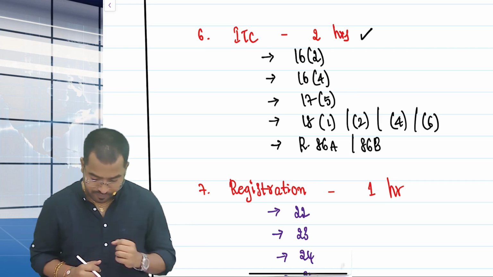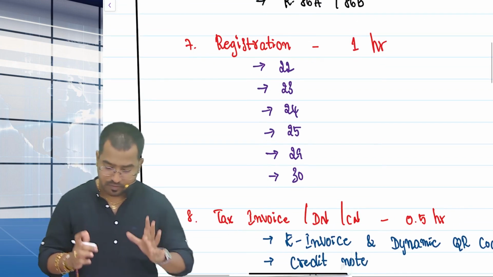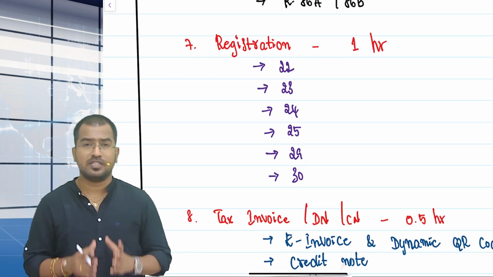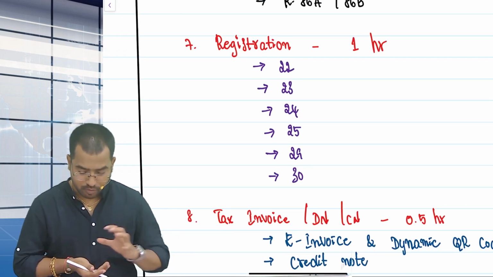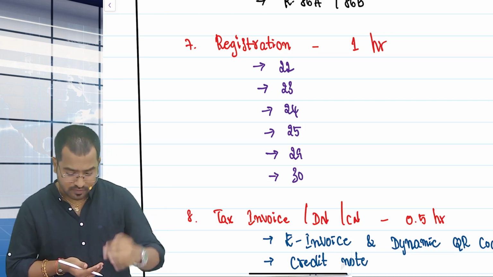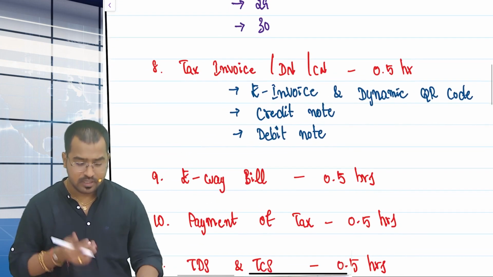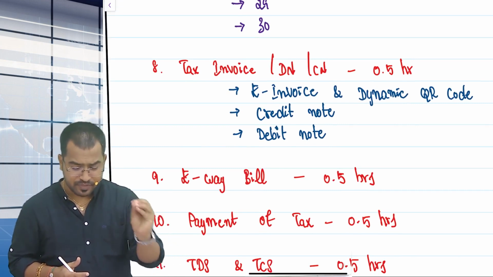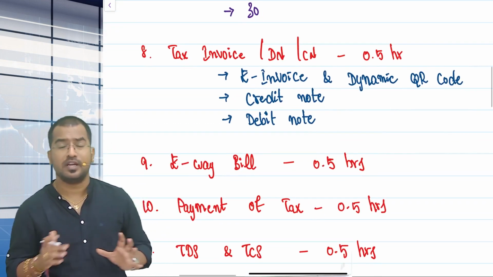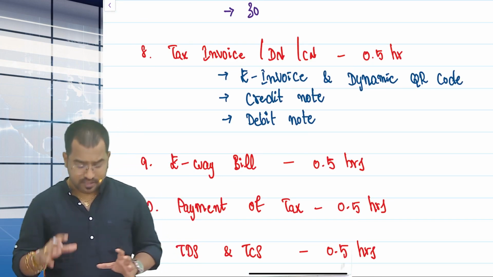Next, registration. Spend 1 hour and revise these topics: sections 22, 23, 24, 25 and 29 and 30. So important sections. Later on, after registration is done, next go with tax invoice, debit note, credit note. Just spend half an hour of your time. E-invoice, dynamic QR code, credit note and debit note details. These things are important in that.